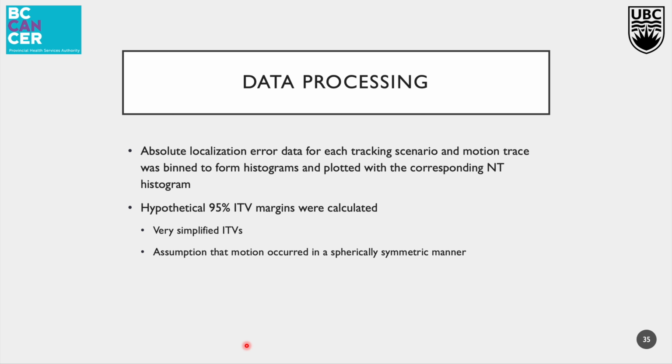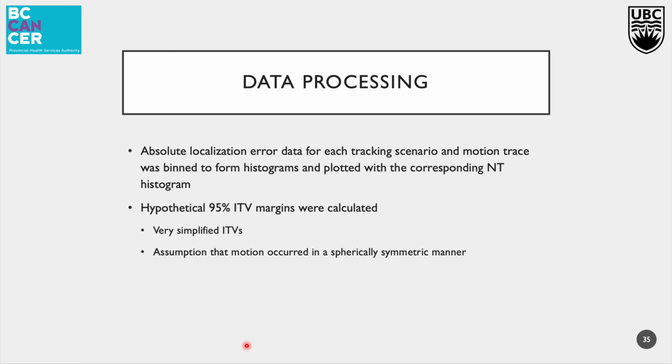Then, for data processing, all of the collected ROT and CRT absolute localization error data was binned for each cardiorespiratory trace in order to form histograms and then plotted with the corresponding no tracking histogram. The mean and maximum values of each data set were also obtained. And then for each of the CRT, ROT, and no tracking scenarios, we also calculated a hypothetical 95% internal target volume, or ITV. So the 95% ITV would be the volume which covers 95% of the total volume in which the target motion occurs relative to the radiation beam.